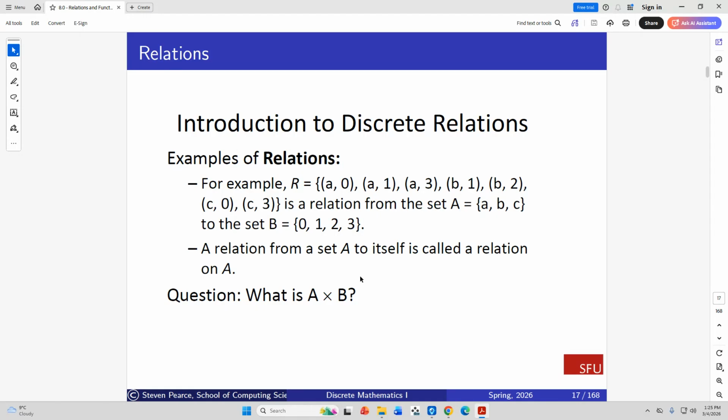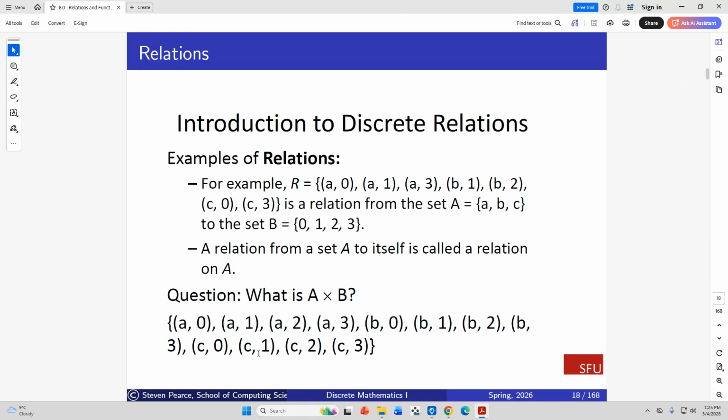So a relation from a set A to itself is called a relation on A. What is A cross B? Well, I just enumerated the whole thing for you. It's just every possible pair: (a,0), (a,1), (a,2), (a,3). You see how I did it before, and this is how you do it.